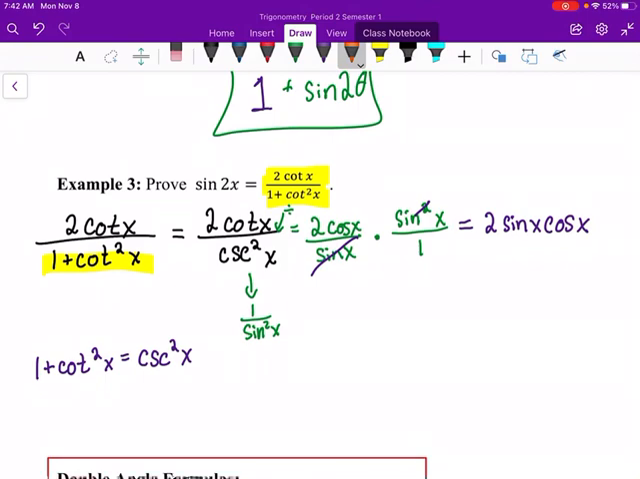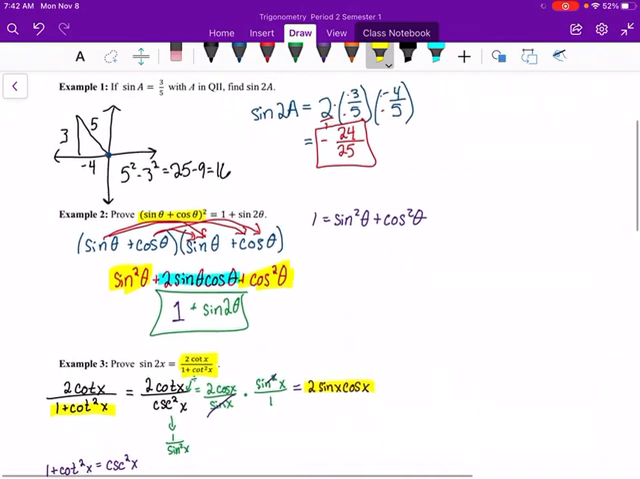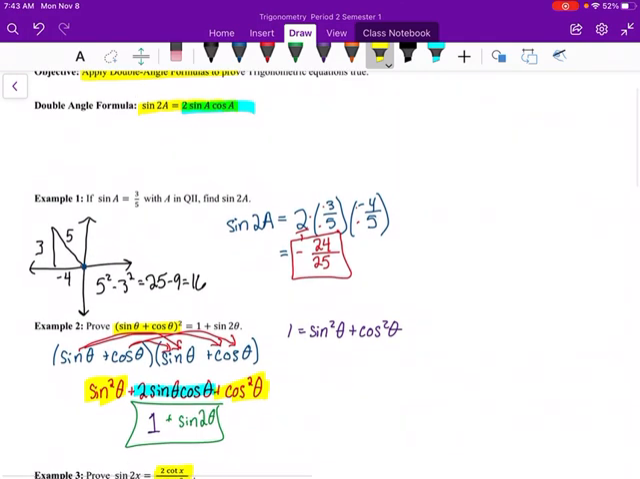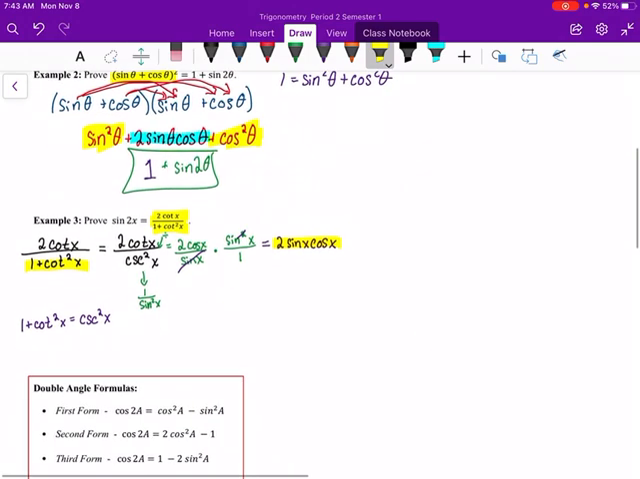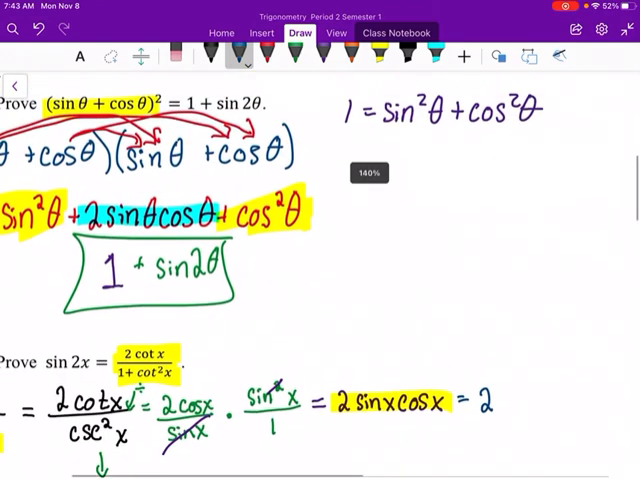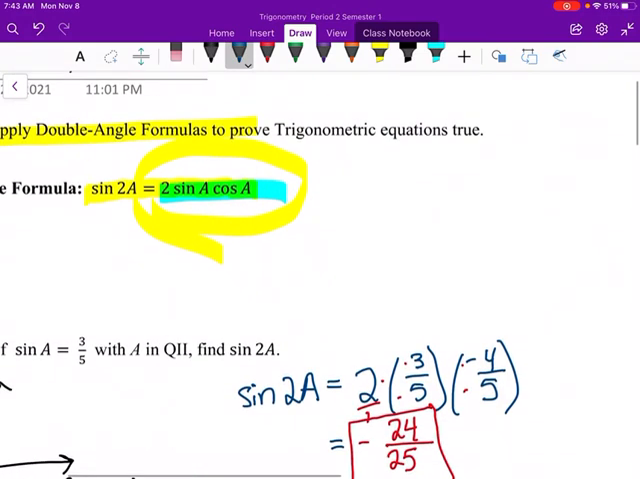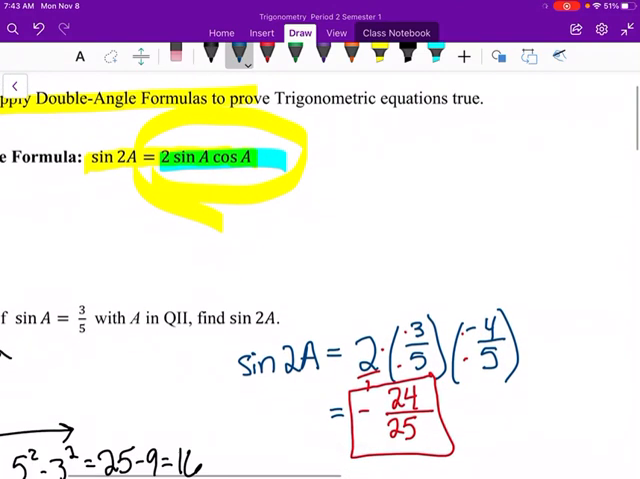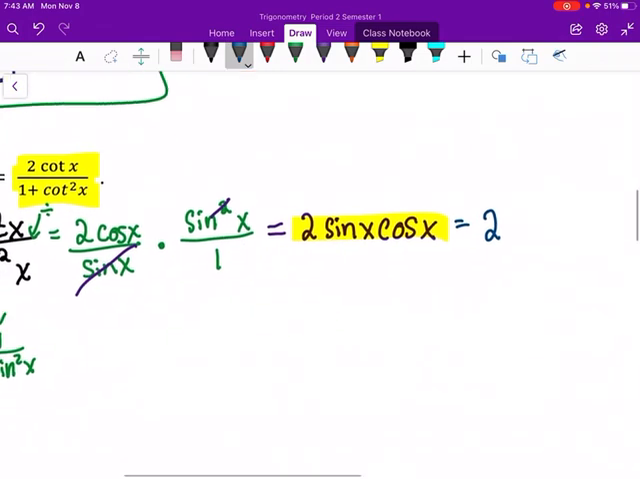And then this looks like the identity that we just went over today, with sine of 2a equaling 2 sine of a cosine a. So we know that this will simplify to just the sine of 2a. Sorry about that, no 2.